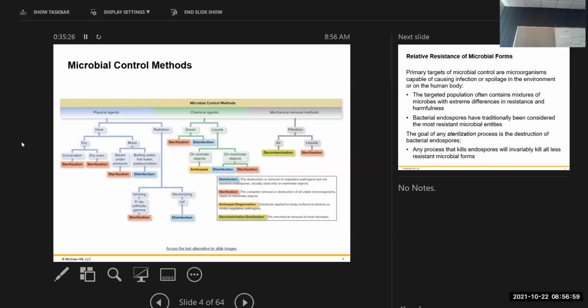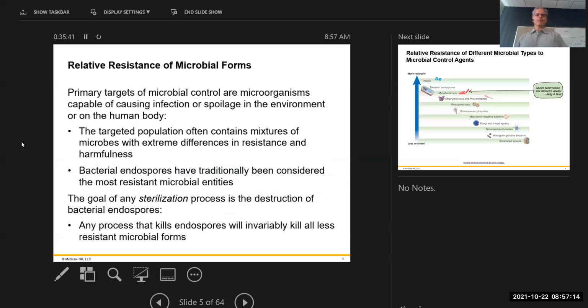All right, so let's talk about some of these techniques, some of these methods. We're going to do a lab next week that will involve sterilization and testing the ability of different agents to kill different types of microbes. So some microbes have relative resistance to certain types of sterilization.